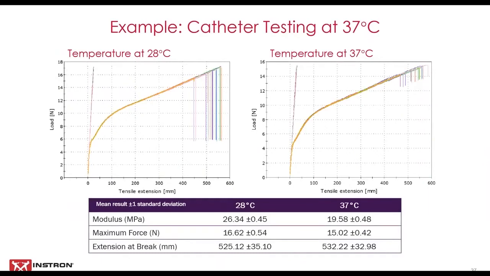This data from some catheter testing clearly illustrates how much of an impact temperature can have on the physical properties of a device. For these catheters, increasing the temperature from 28 to 37 C reduced the modulus by nearly 7 megapascals, showing how the temperature of the body makes the device more compliant. This is critical information considering the catheter may be in a patient's body for an extended period of time.